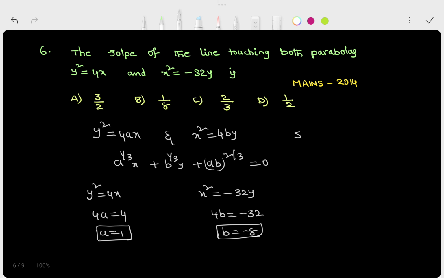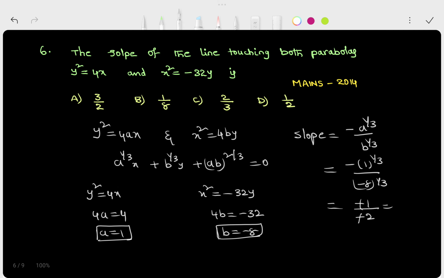Here, by using these two values, you can now write the slope of the common tangent. Slope is equal to, according to the slope formula, minus of x coefficient by y coefficient, that is minus a to the power of 1 by 3 divided by b to the power of 1 by 3. This will be equal to minus 1 whole to the power of 1 by 3 by minus 8 whole to the power of 1 by 3. So this value will be minus 1 by minus 2. Minus and minus will cancel, and the answer will be 1 by 2.